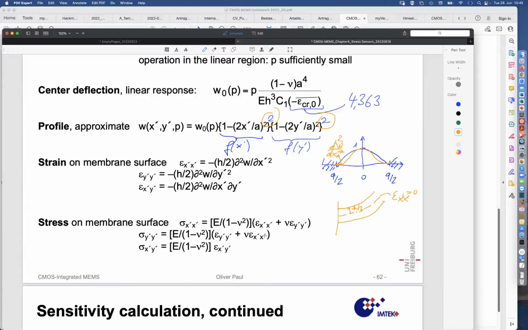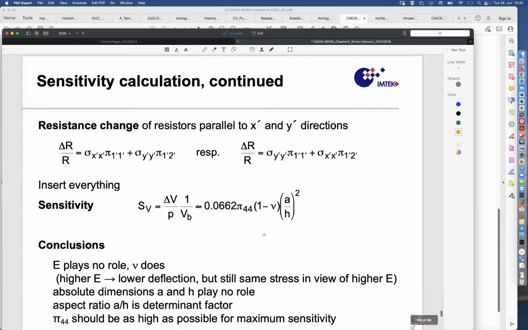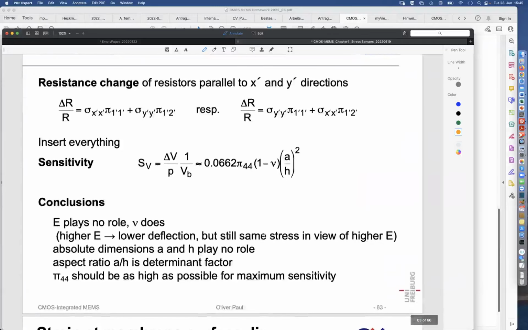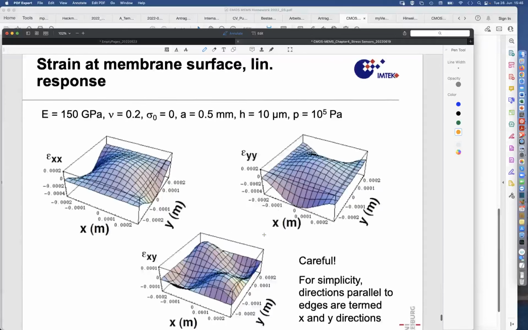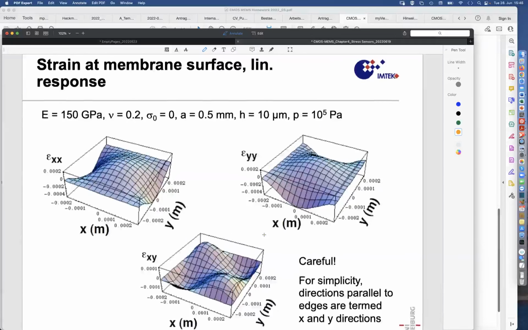And they can be represented, and then they can be turned into resistance changes for a resistor located at a particular location of that distribution. So let us maybe look at the strains first. So here is a strain at the membrane surface in this assumption of linear response for this deflection model that I just wrote, which is a reasonable model. I mean, it matches the real deformation of these reasonably thick membranes fairly well.